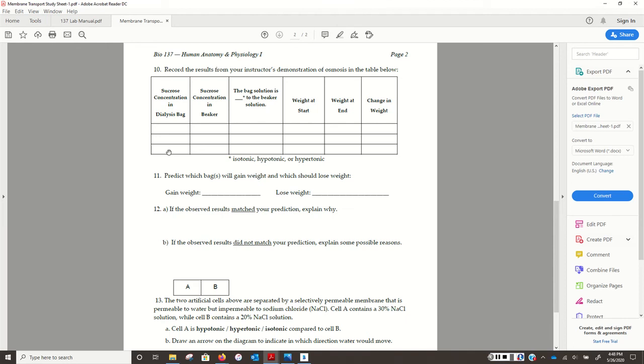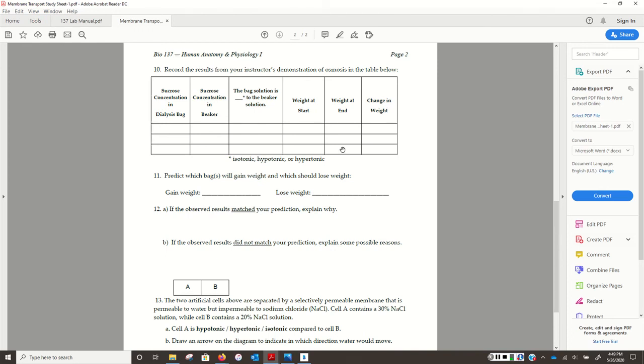And the last scenario was I had pure water in a bag, 0%, and pure water in a beaker, 0%. So 0 in the bag, 0 in the beaker. The bag was what to the beaker? The bag was isotonic to the beaker. Now, at the start, I weighed it, and it was 27 grams. The bag was 27 grams. At the end, when I weighed it, what do you think that it was? It was also 27 grams.